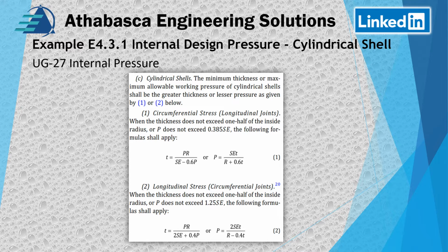Before, I added these slides because the examples are a little bit brief, and it kind of challenges the engineer to go look through the code to understand this more. So there is a section in UG27, part C, and it's very well organized. For the different types of shapes, they have different sections. So part C is the section we're interested in, and they give the minimum thickness or maximum allowable working pressure. You can see there they've got an equation written in terms of the thickness, or if the engineer wants to design for the pressure.